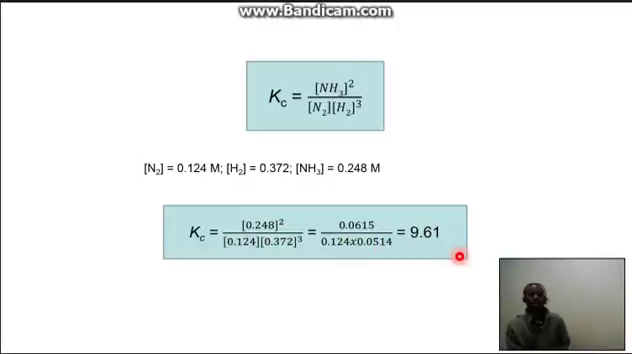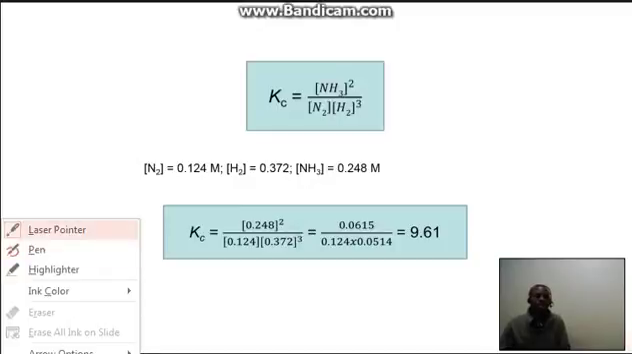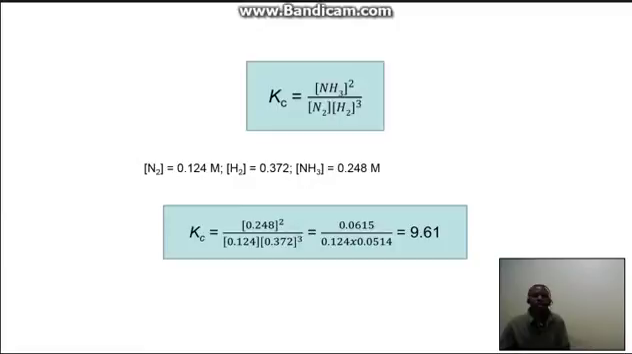One thing that you should take note of about the Kc is that it does not have units. It may have units, but conventionally chemists made a decision not to have units for Kc. So the Kc does not have any units, as shown in this question.